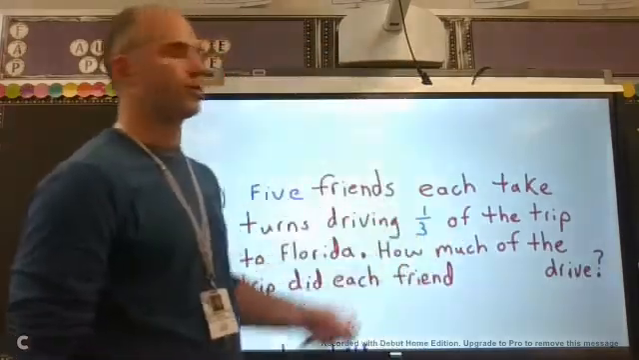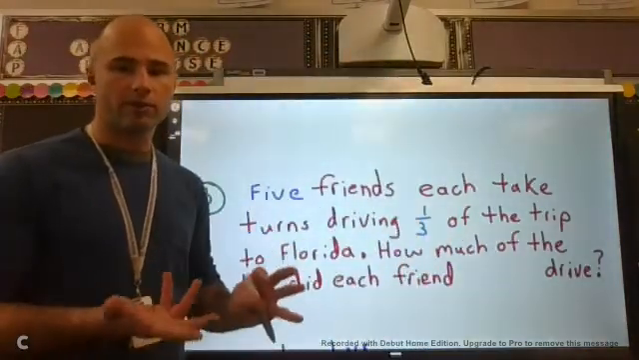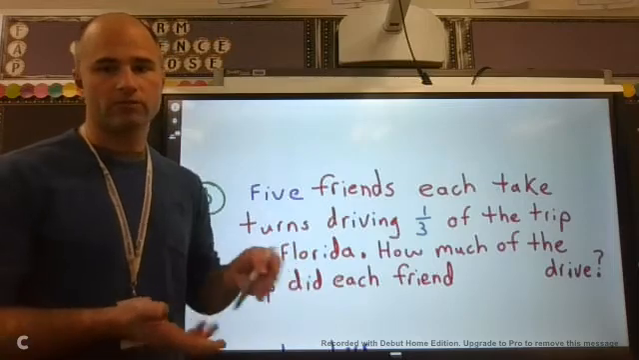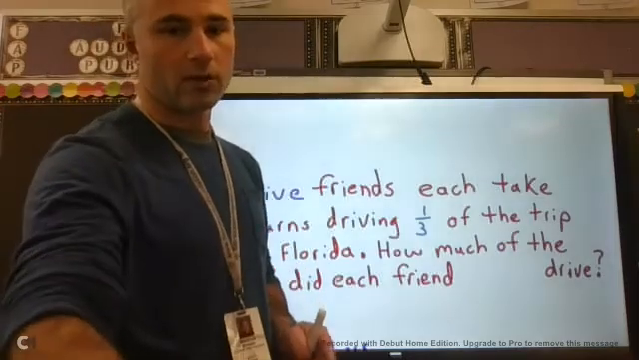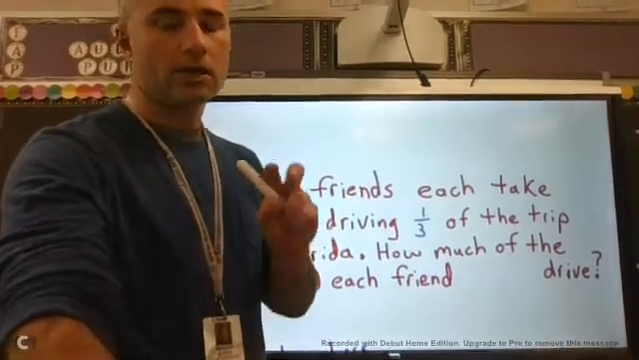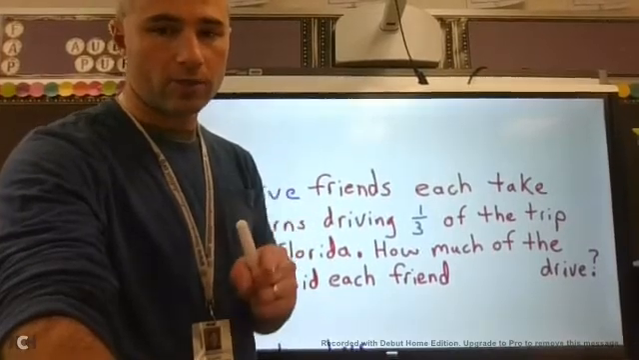So out of this 1/3, they split it up, the 5 of them. How much did each of them drive of the trip? I'm going to hit the pause button for you to draw the picture and solve.